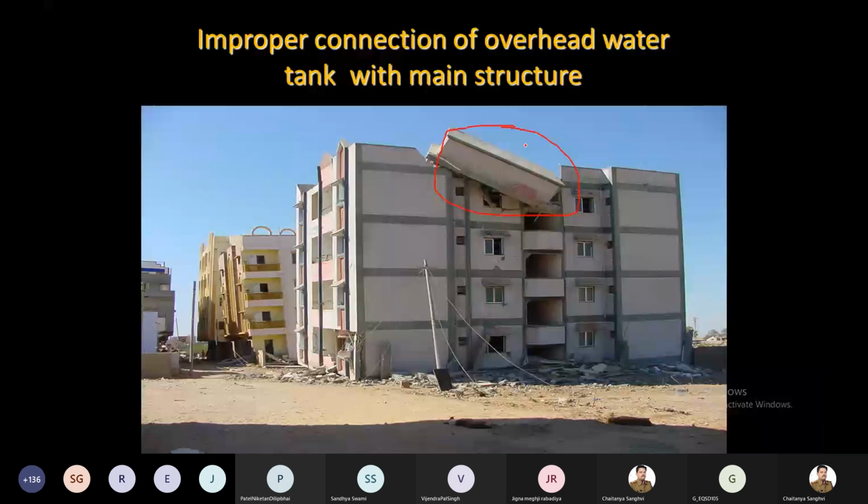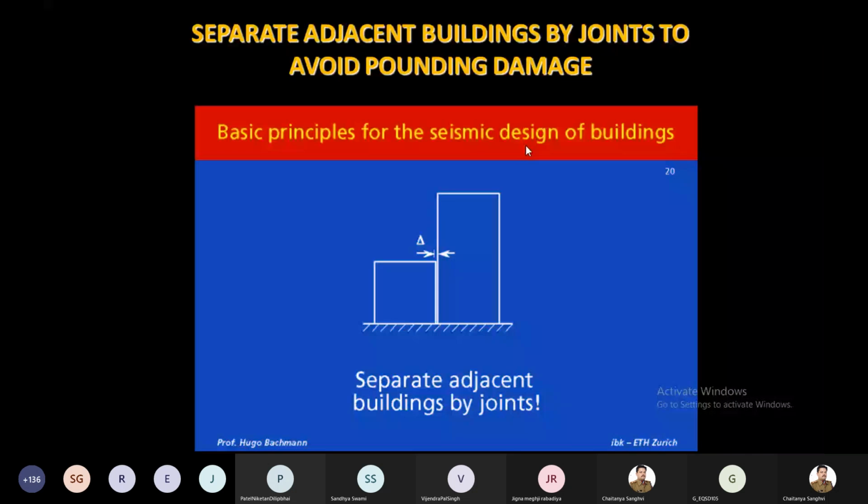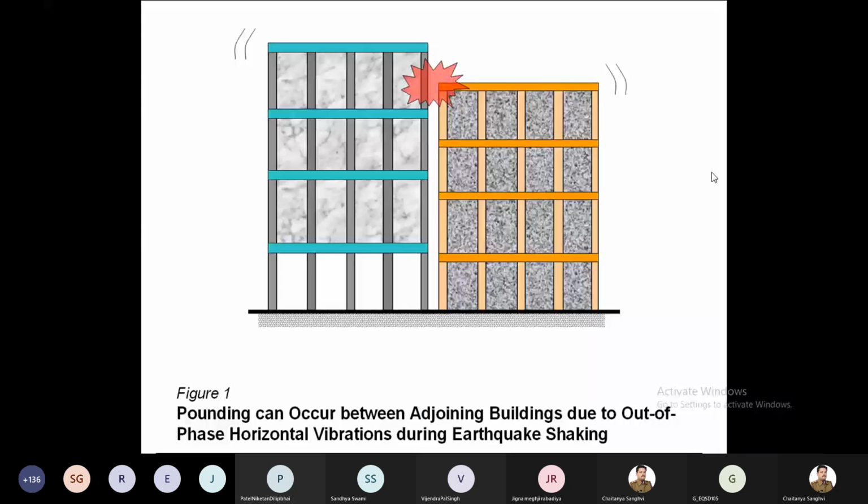When 2 structures are very close to each other, they will hit each other, right? It is known as pounding. Now generally we observe such situations in old cities where there is a problem of space. So in that case, what is happening is that we have designed this column for the earthquake force. So both the structures are designed properly for the earthquake.